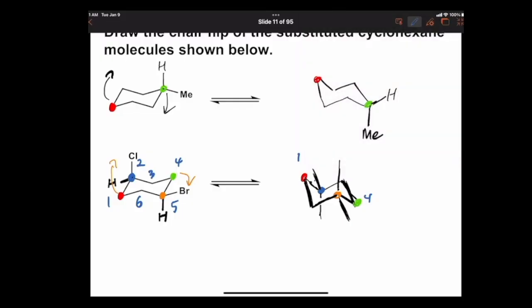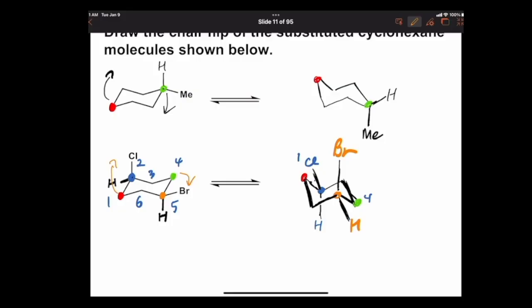I had a chlorine that was axial on carbon 2. It's going to now be equatorial. Hydrogen is over here at that last position. The bromine used to be equatorial. It is now axial. So 3 steps. Redraw the new geometry. We're pushing and pulling in 2 positions.